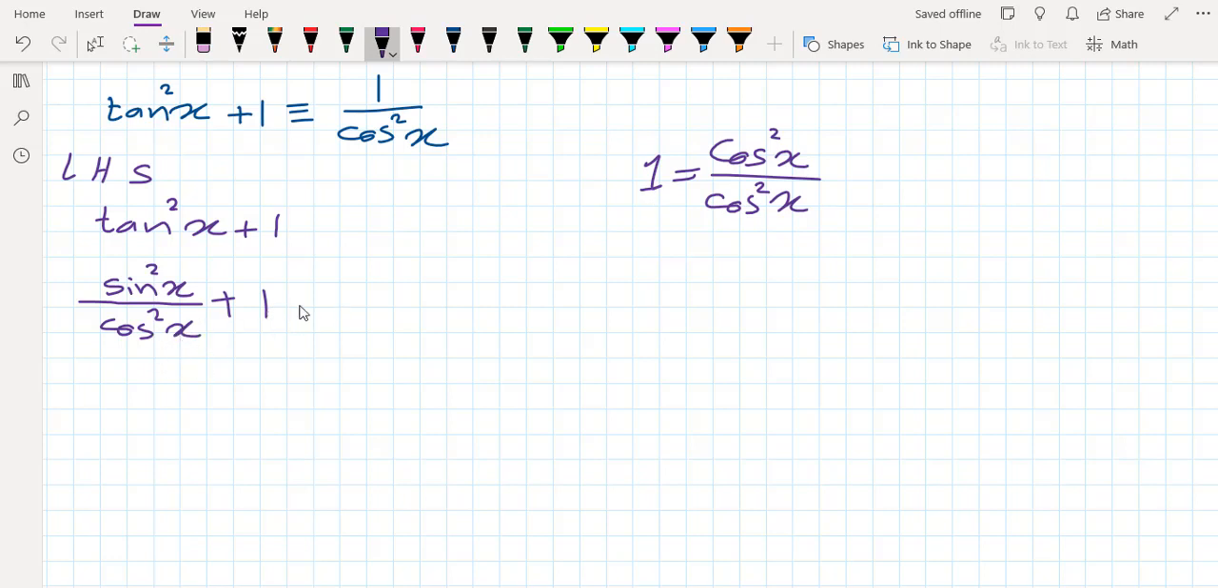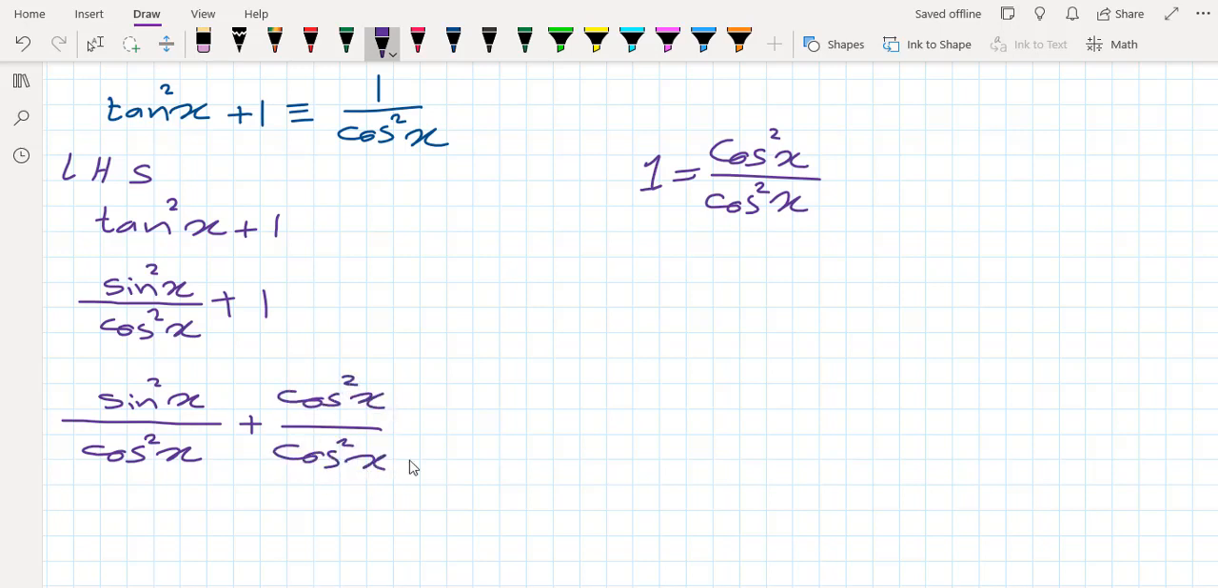Now I just replace 1 by cosine squared x over cosine squared x. You can always do this. You can replace 1 by a fraction if it's next to a fraction, and you write the denominator duplicated up and down, then good to go. Sine squared x over cosine squared x plus cosine squared x over cosine squared x. Then they have the same denominator.